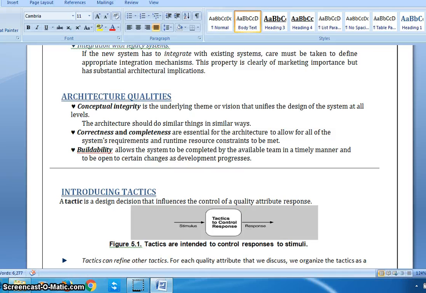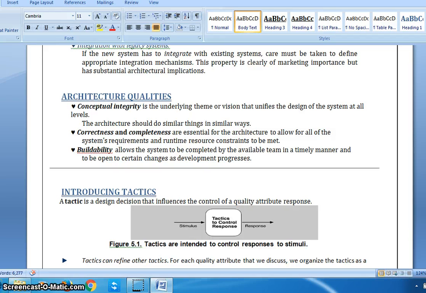And the second one is correctness and completeness. When the product is developed, it should be correct. It should perform all the functionality intended for that product, and the product should be complete. Suppose the application is developed to fulfill 10 functionalities, but instead of fulfilling 10 functionalities, the application is performing only 5 or 6. Then we cannot say it is a complete application.